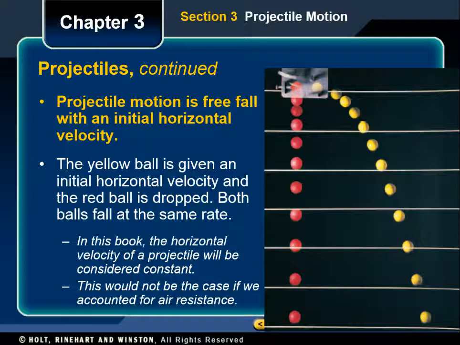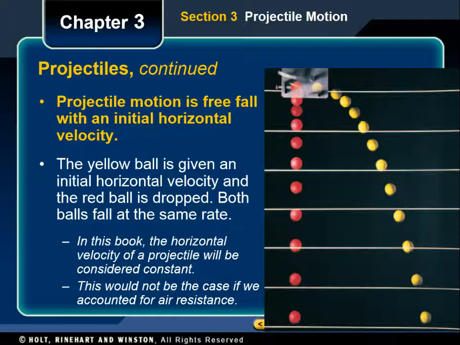Thus, the kinematic equations from the chapter Motion in One Dimension can be applied to analyze the vertical motion of a falling ball, as is shown here. Note that on Earth's surface, the acceleration, a sub y, will equal negative g, which is negative 9.81 meters per second squared, because only the vertical component of acceleration is free fall acceleration. Note also that delta y is negative.